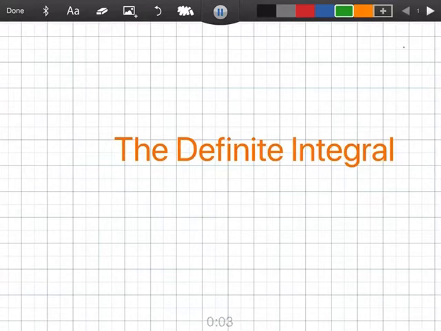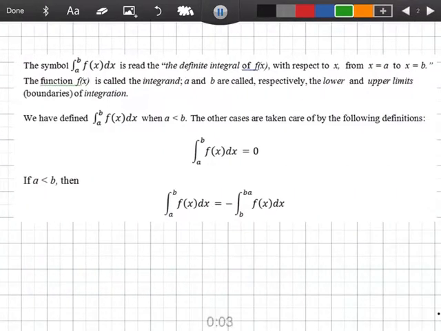The topic is about the definite integral. The difference between the definite integral and the indefinite integral is that the definite integral has limits. The limits are defined, that's why it is called the definite integral.